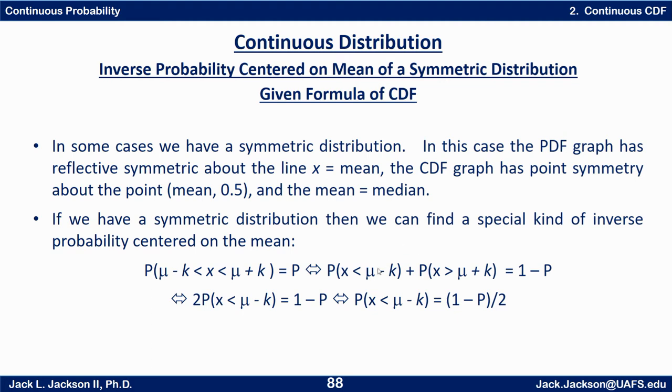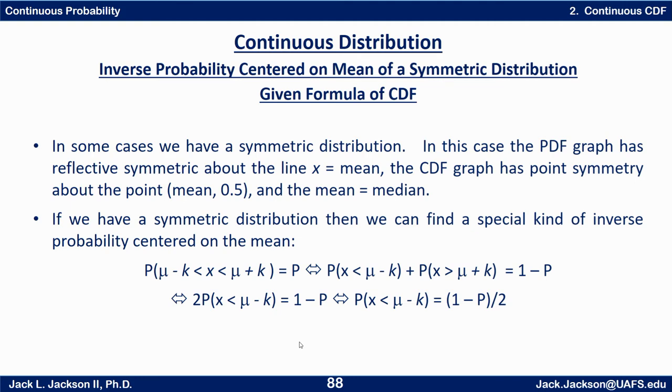But it turns out that these two are the same thing because of the symmetry. So twice this, say either one of these, twice the probability that x is less than mu minus k is equal to 1 minus p. So what we could do is we know that the probability that x is less than mu minus k is (1 minus p) over 2. Or the probability that x is greater than mu plus k is also (1 minus p) over 2. So the probability that x is less than mu plus k is 1 minus (1 minus p) over 2.